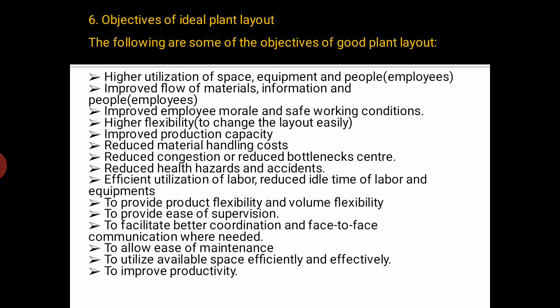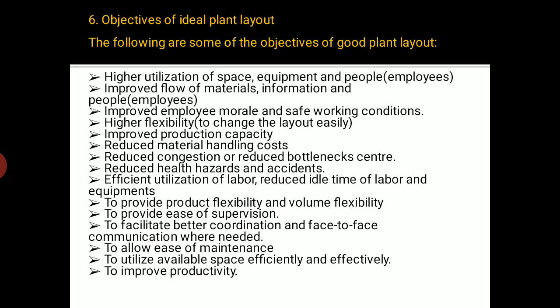Next, reduced health hazards and accidents. Definitely if you are working with machines that are dangerous to work with, they have blades, they have spikes, and if they are placed very near to each other, then it may be prone to accidents. That means the health or safety of the workers or employees may not be maintained, and ultimately it may turn into a fatal accident. So to avoid that also, a proper layout is a must.